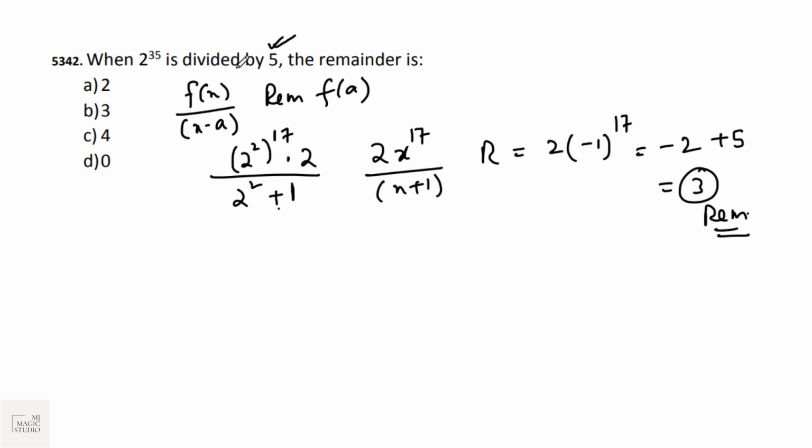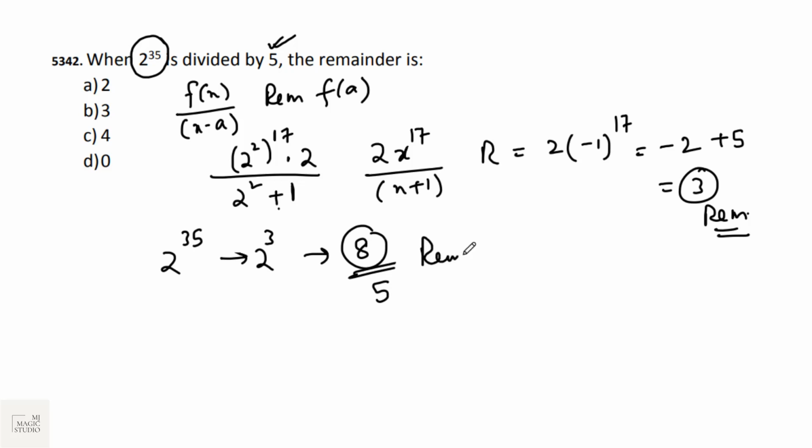Now we may use one more process: if a number is divided by 5, just find the last digit of the given number, 2 to the power 35. When 35 is divided by 4, we get remainder 3, so 2 cube. 2 cube is 8. So the last digit of 2 to the power 35 is 8. Now 8 when divided by 5 leaves remainder 3. We can also use this process. So here the remainder is 3, option B.